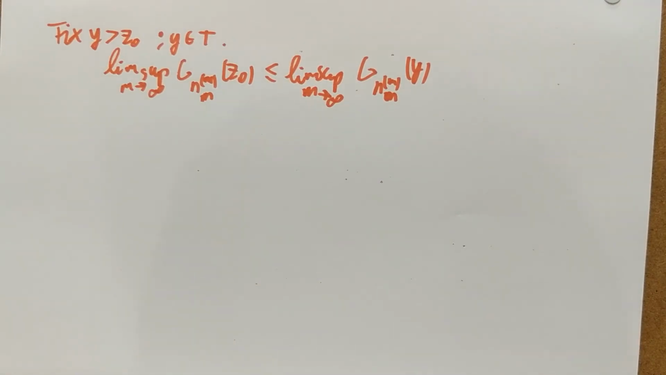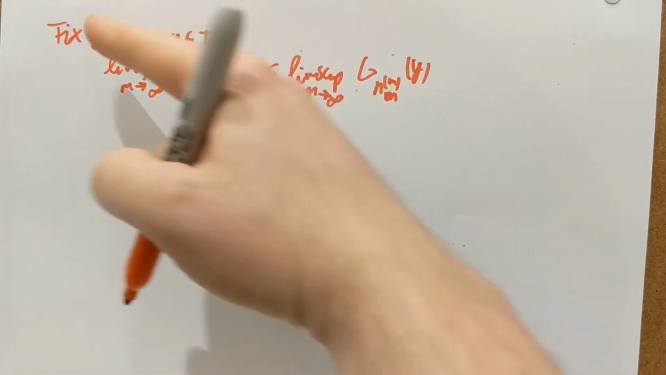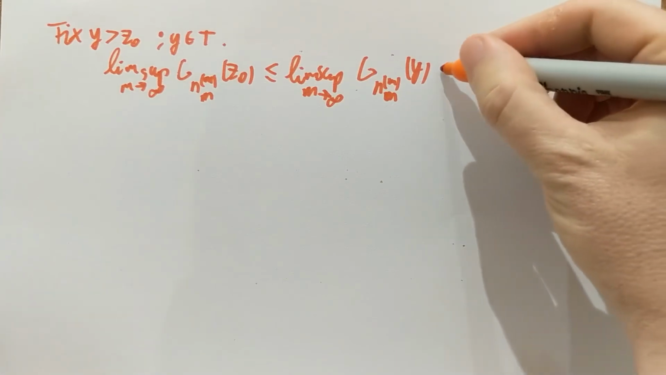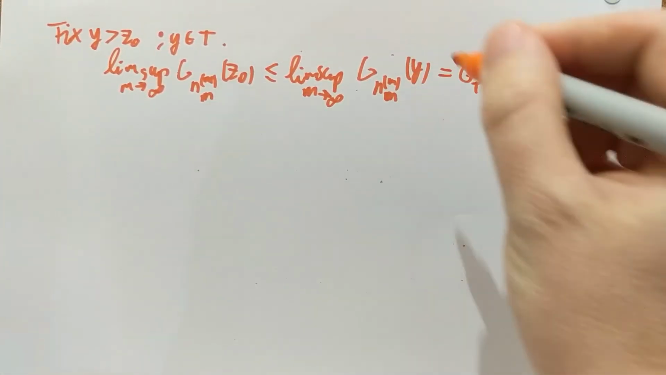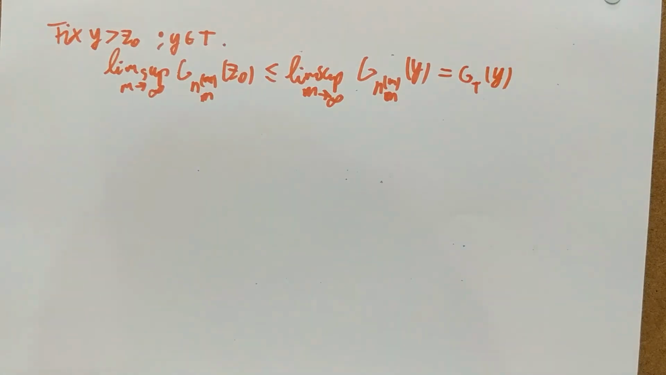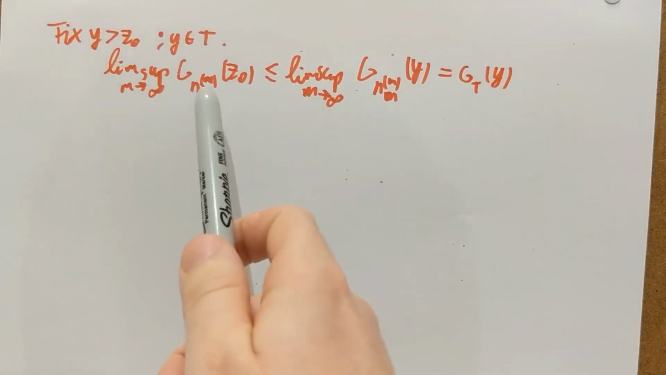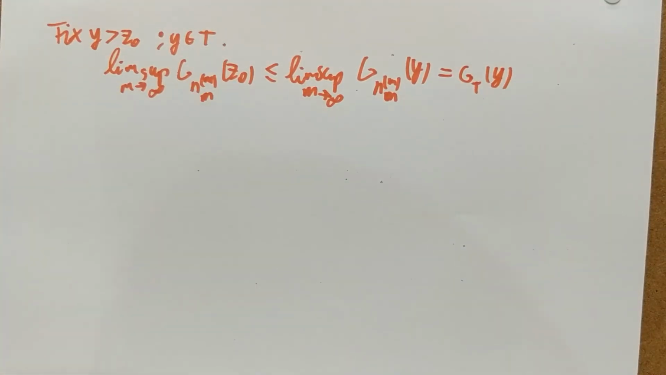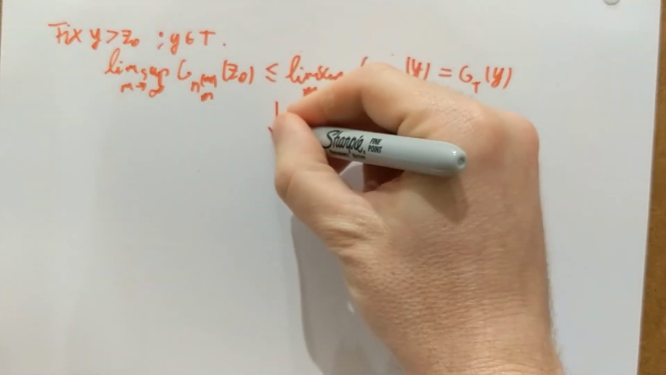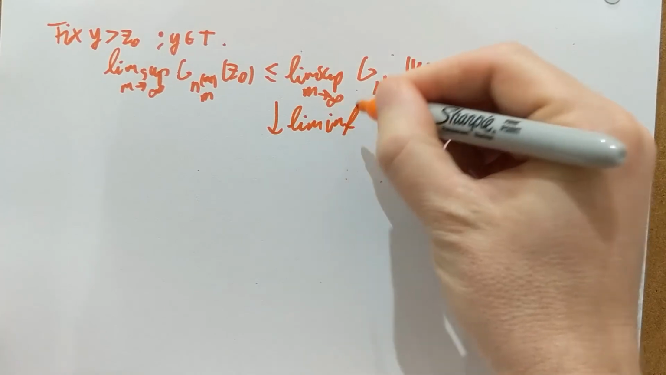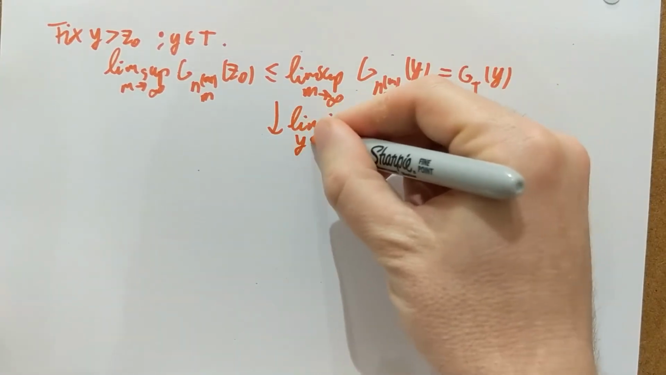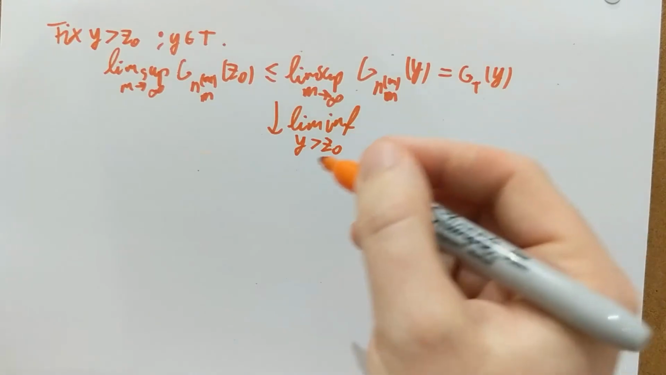So this lim sup is going to be equal to the limit on T, and it's equal to G_T of Y, just by definition of G_T and the fact that Y is in T. Okay, now I'm going to take a lim inf of this inequality as Y is larger than Z naught. Lim inf for Y's larger than Z naught of this inequality.